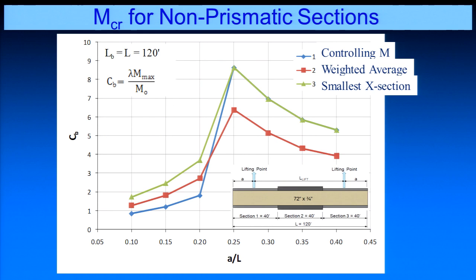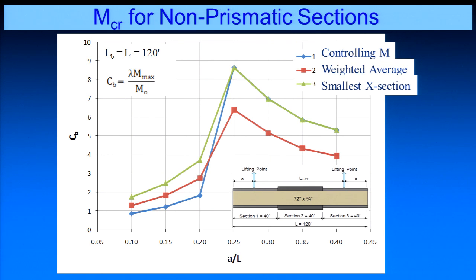In blue, we used the controlling region, or the controlling moment. That means whether it's the portion in between the hooks or the overhang region. In red, what if we use a weighted average along the length? That's kind of a pain, because you have to start using some average section properties. And then we said, well, let's just use the smallest cross-section. And that actually worked pretty well for a lot of the things we did.